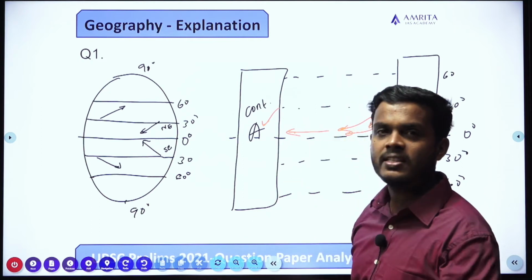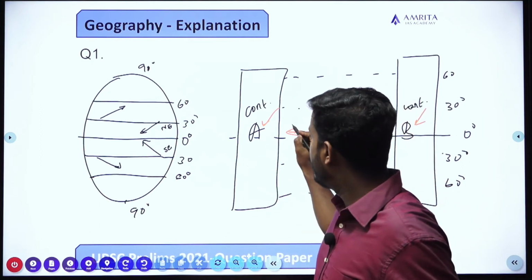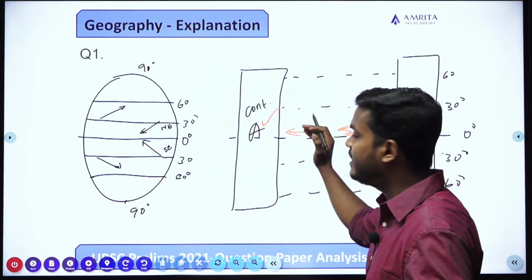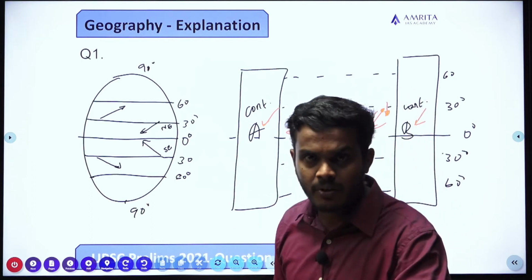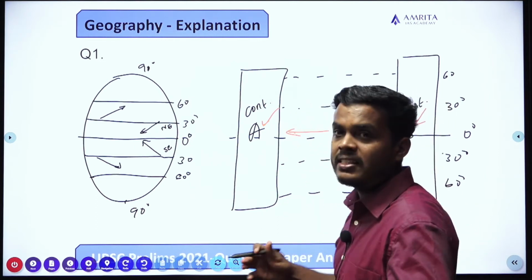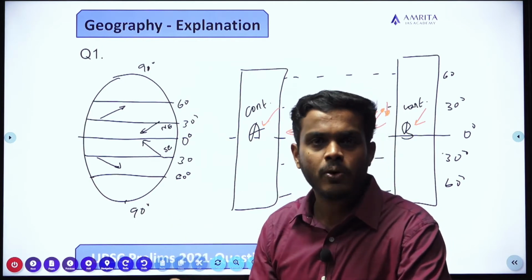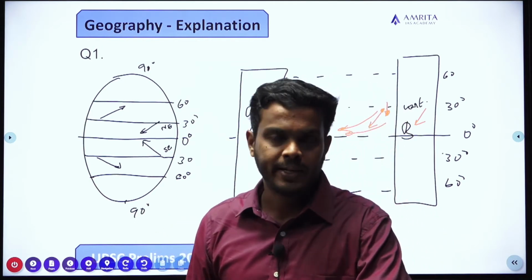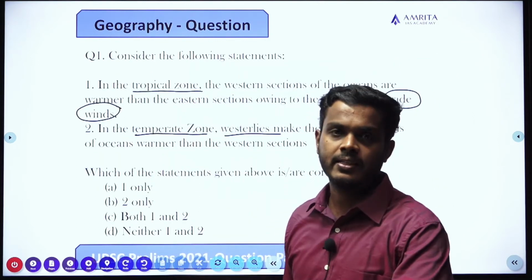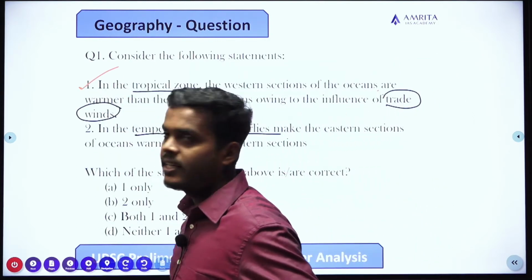Okay, now we will go back again. So, along the western sections of the ocean, what do we have? We have warmer water which was pulled away from the tropical regions by the trade winds. Okay, now compared to the western part of the ocean, the eastern part is cooler just because of the phenomenon of upwelling. Okay, so the first statement given here is correct.